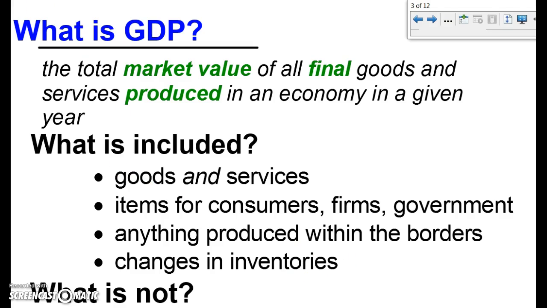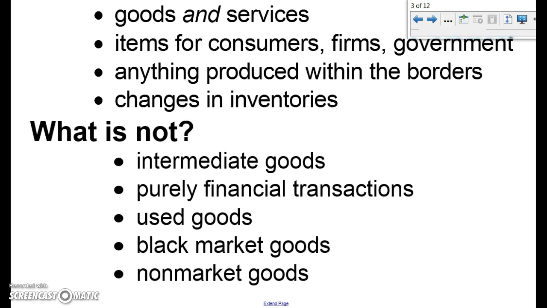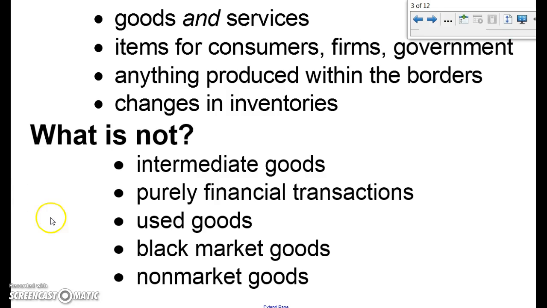What does not count? This is a pretty important list. Intermediate goods do not count. So anything that is going to become part of a finished product, for example, wool that's being sold to a company that's going to turn it into a suit, the wool itself is not counted, only the suit would count. So only final goods are counted.